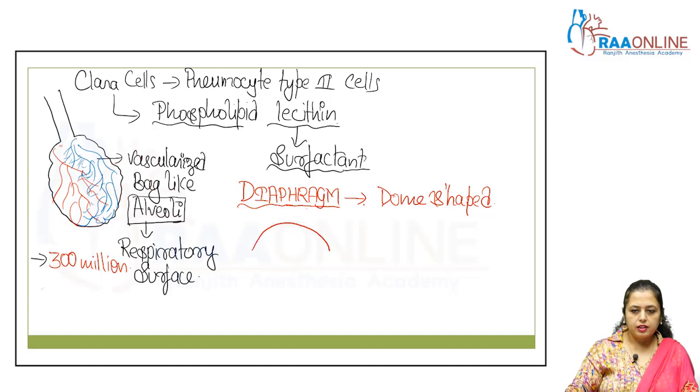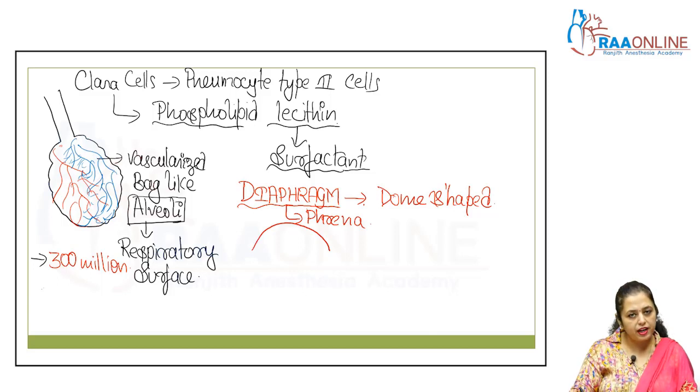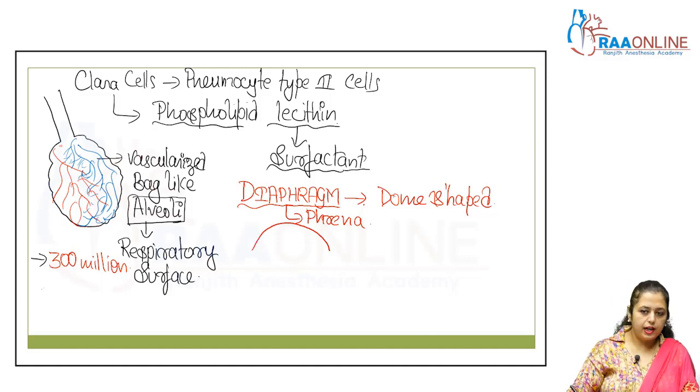First we'll complete that, right? For the diaphragm, a medical terminology is used that is called the phrenic, right? So the muscles are called the phrenic muscles, the blood vessels are called the phrenic arteries, the veins are called the phrenic veins, right?